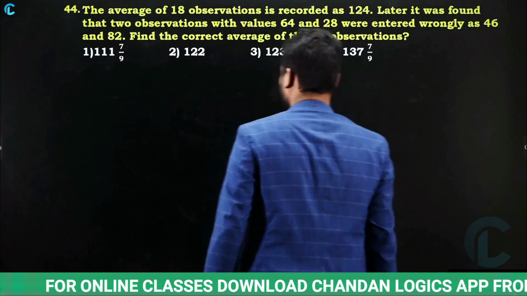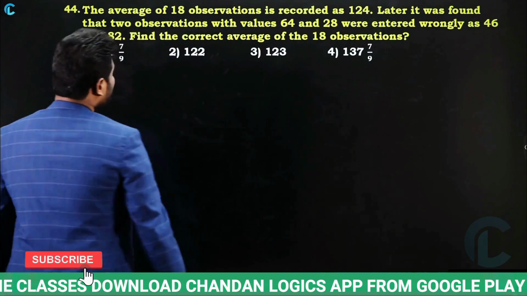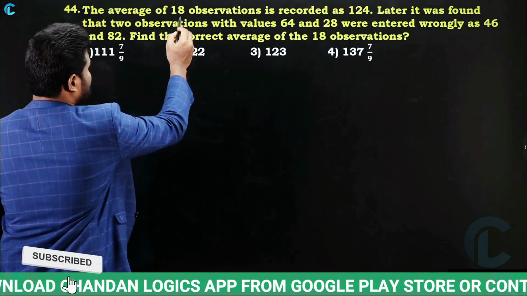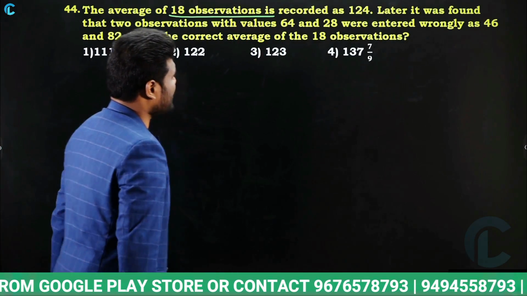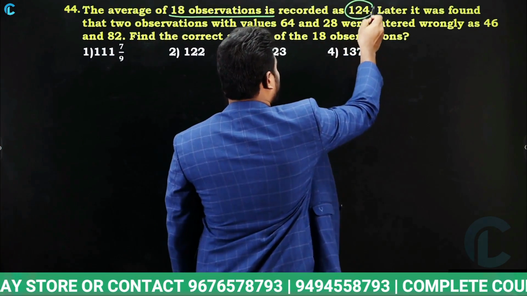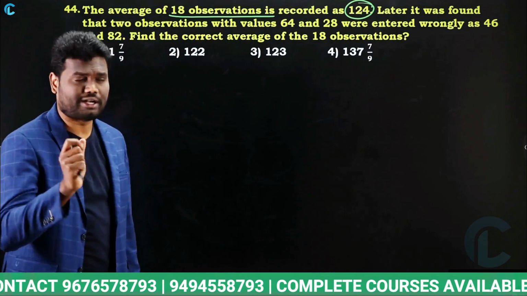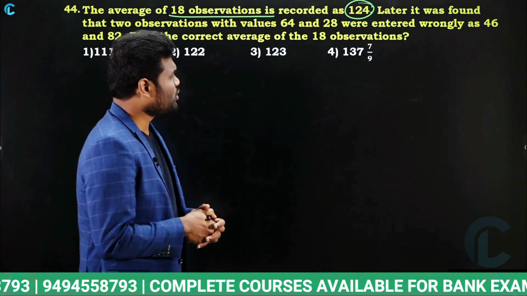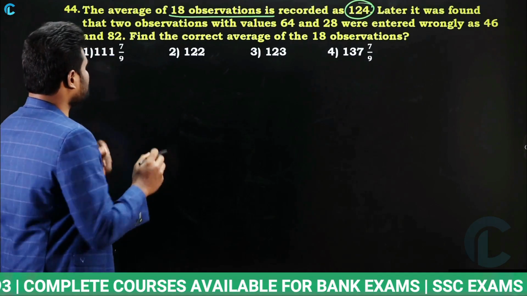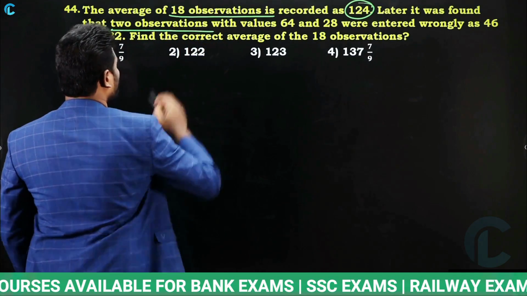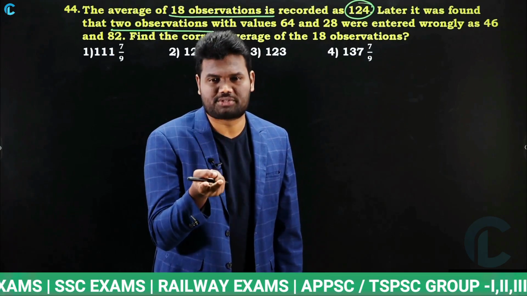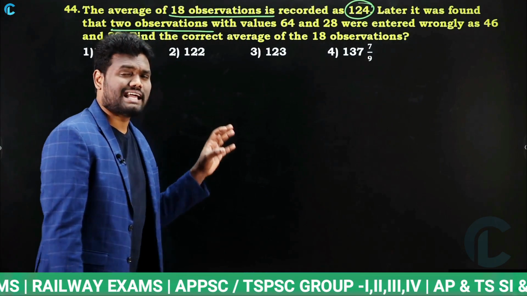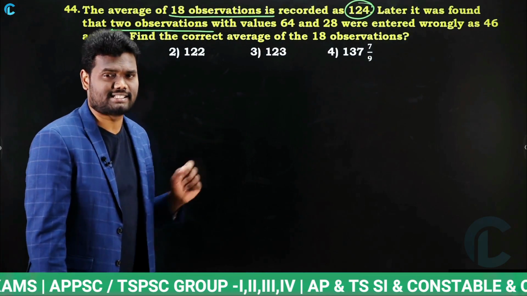Let's look at the next one. The average of 18 observations is recorded as 124. 18 observations average is 124. Later it was found that 2 observations. Look here, in the previous questions we have discussed 1 observation. Now in this question it's about 2 observations, and this was the exact question that was asked in SSC examinations.